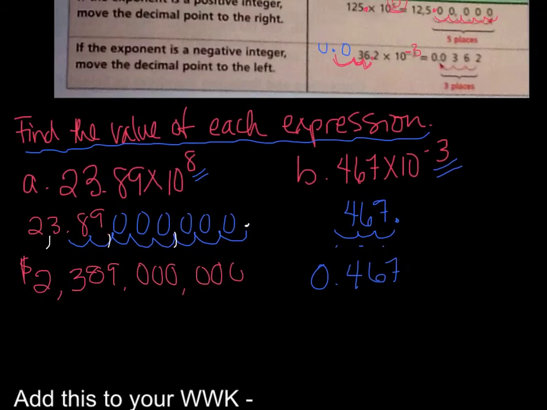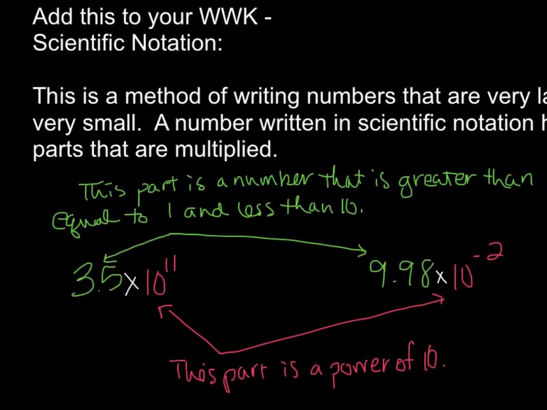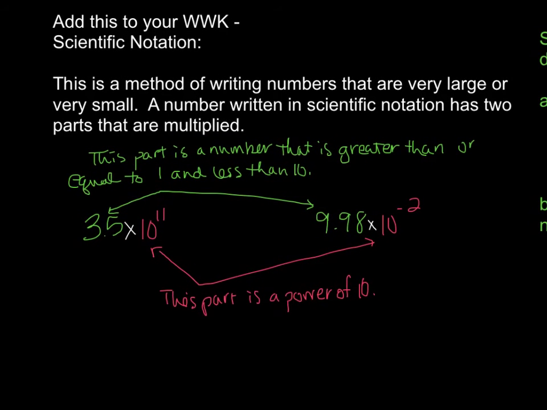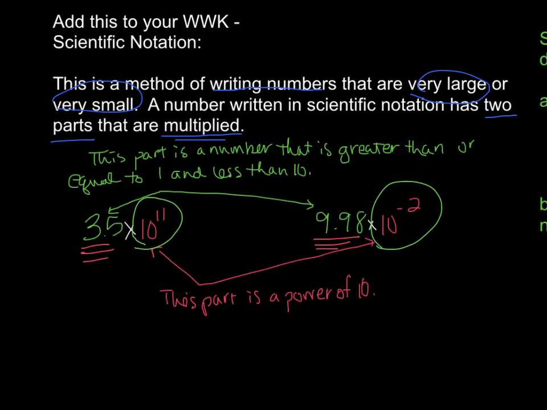Please stick with me. We have one more little thing that we need to look at. Scientific notation. I know many of you have looked at this in science already with Mrs. Jurasic, but at the same time, let's look at it now for math. Scientific notation is a method of writing numbers that are very large or very small. A number written in scientific notation has 2 parts that are multiplied. One part, 3.5, or 9.98, is the number. That is the original number of something. It represents something. And then our second part is the times 10 to the positive 11th, or times 10 to the negative 2.